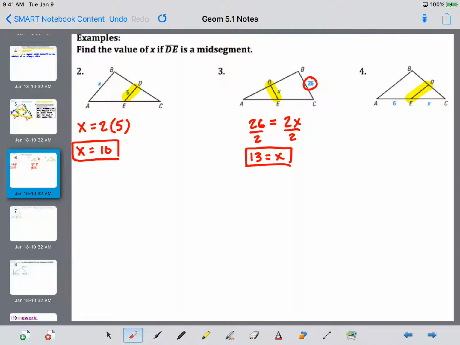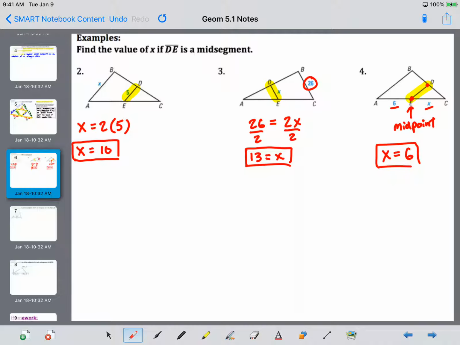And lastly, this one we don't have to actually do anything. If you remember, the mid-segment is created by the midpoints. So this point E is a midpoint. Well, that means 6 and x have to be the same. If E is right in the middle, those two have to be the same length. So this one's kind of a different one, but x is actually just 6.